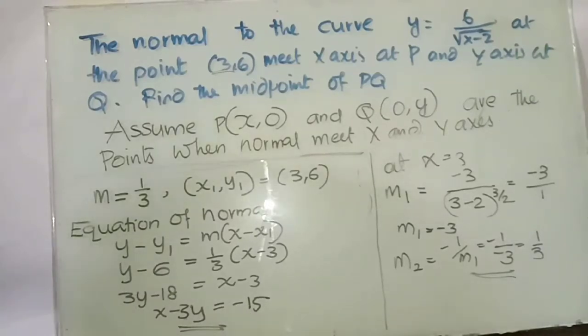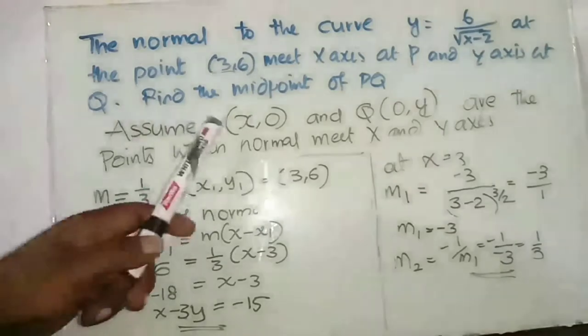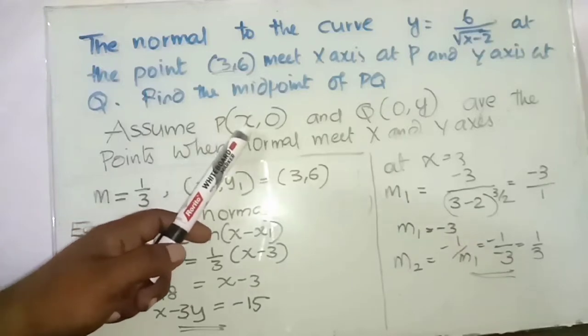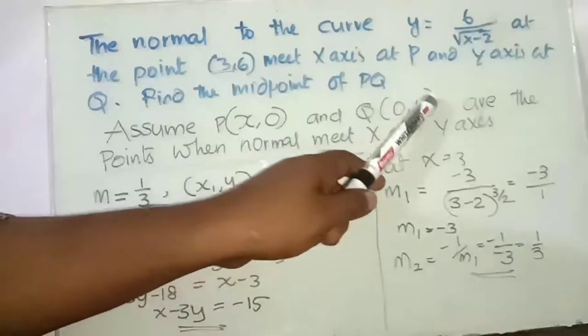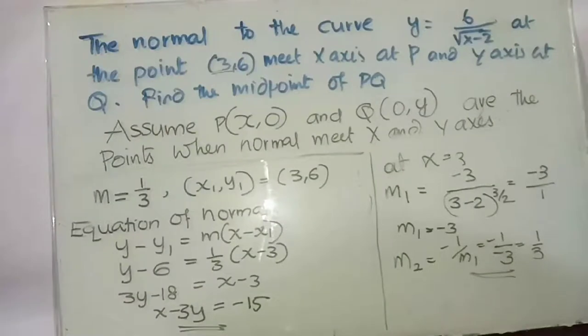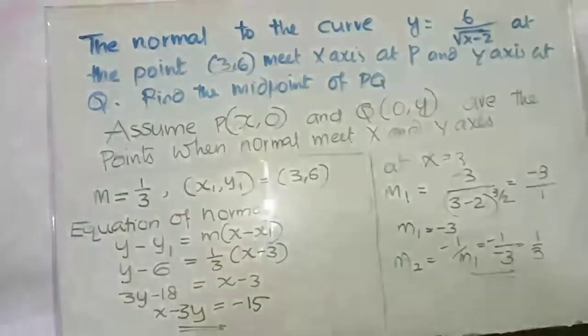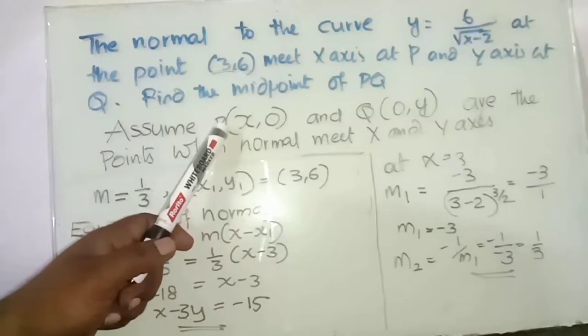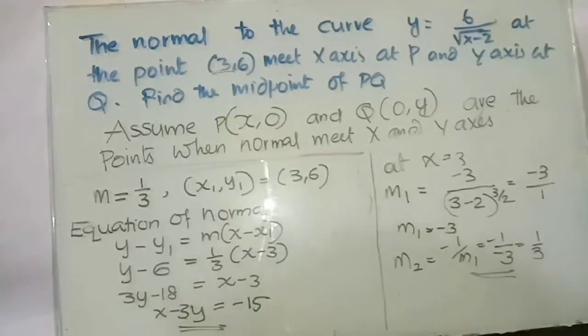Okay, now our next step is to calculate x and y. To find x and y, that means to find the points P and Q. To find point P, we require the x coordinate, and for Q, we require the y coordinate. So let's find the point P first, that means the intersecting point of the x-axis and the normal. That point we are going to find out now.